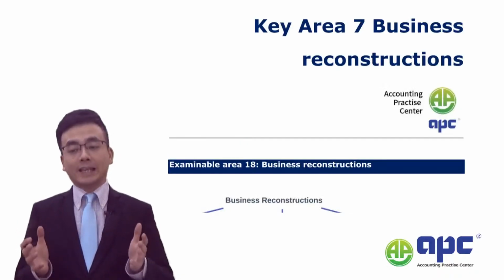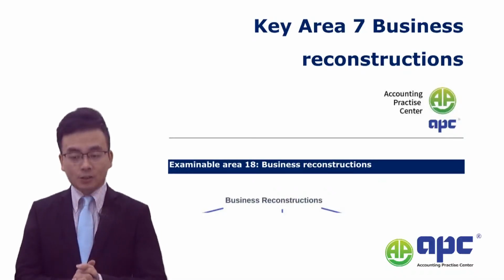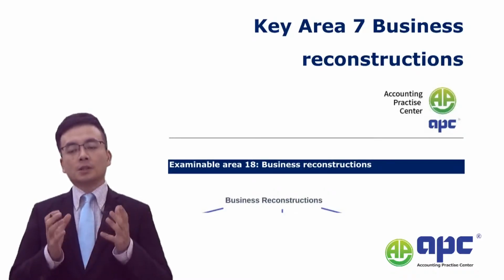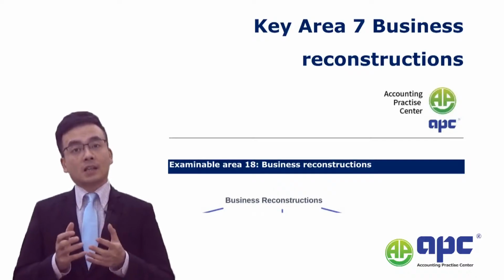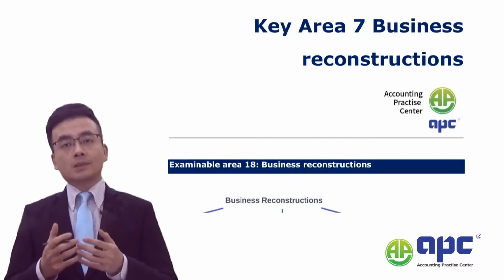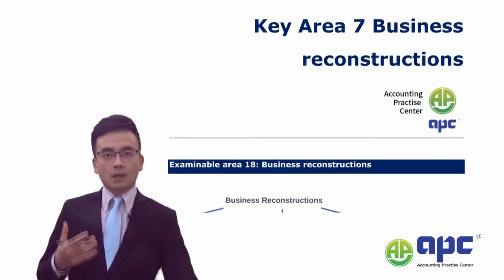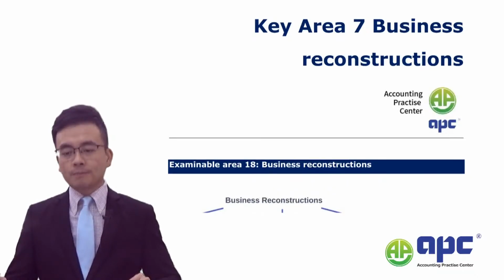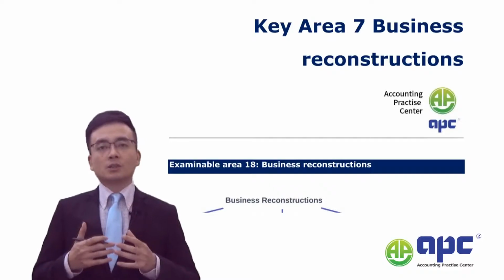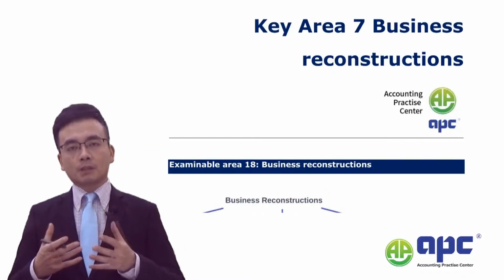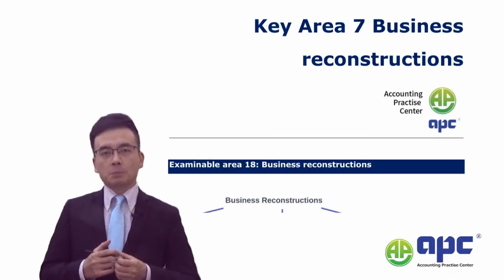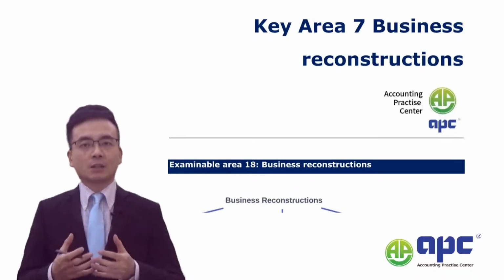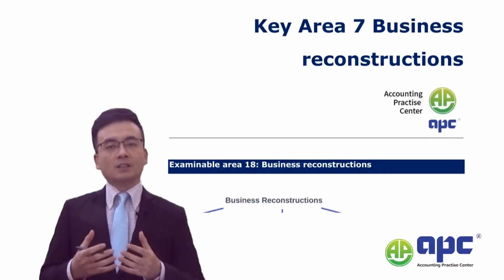Welcome back to key area number 7, business reconstructions. So what that means is, in this key area revision, we are focusing on how to save a business. To save a business means the business is not doing a good job, and that's why the public listed company status may be removed. So we need to do something to protect the company from losing its public listed company status. Alternatively, we're going to be doing something in order to save the company from going bankrupt.